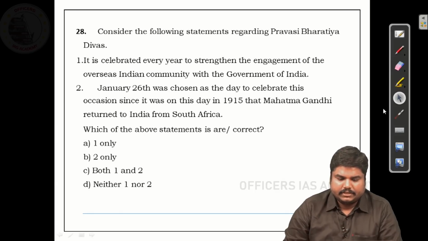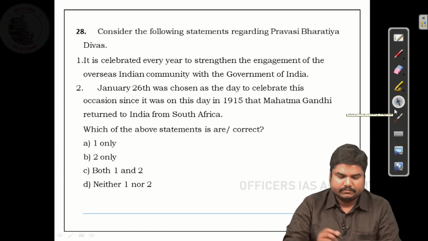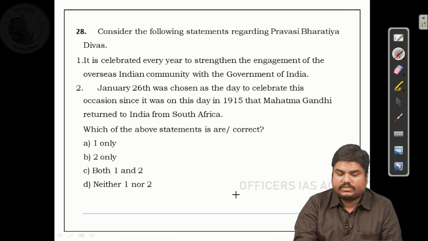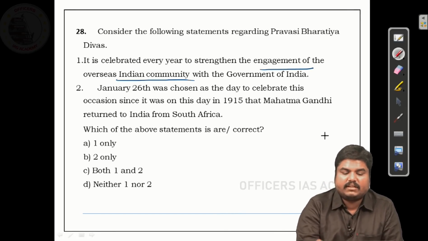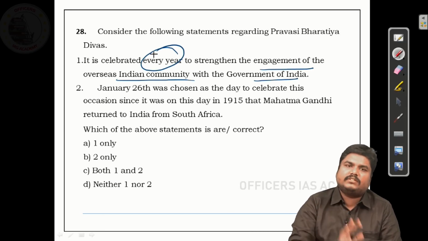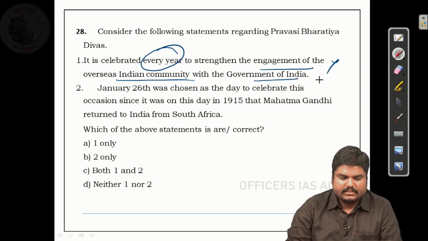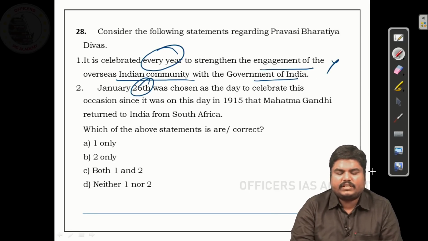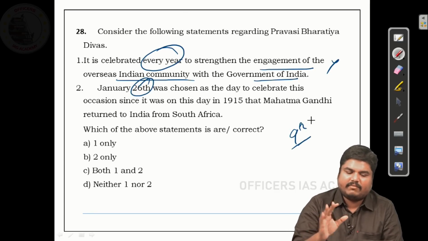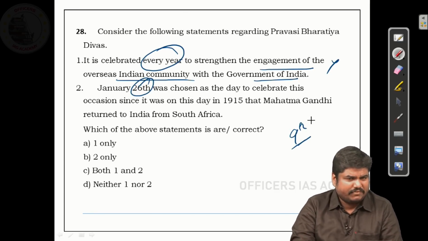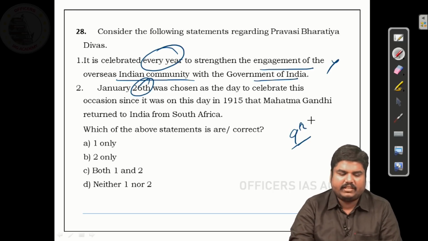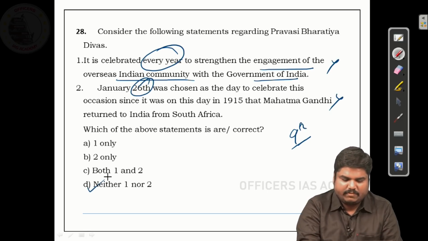Pravasi Bharatiya Divas is celebrated to strengthen the engagement of the overseas Indian community with the government of India. That is a true statement, but it is not every year, rather once in 2 years. Statement 1 is wrong. January 26th was chosen? No, it is January 9th, 1915, the day on which our Mahatma Gandhi entered India from South Africa. To commemorate that particular day, we are celebrating this event. So both the statements are wrong. Answer is going to be D, neither 1 nor 2.